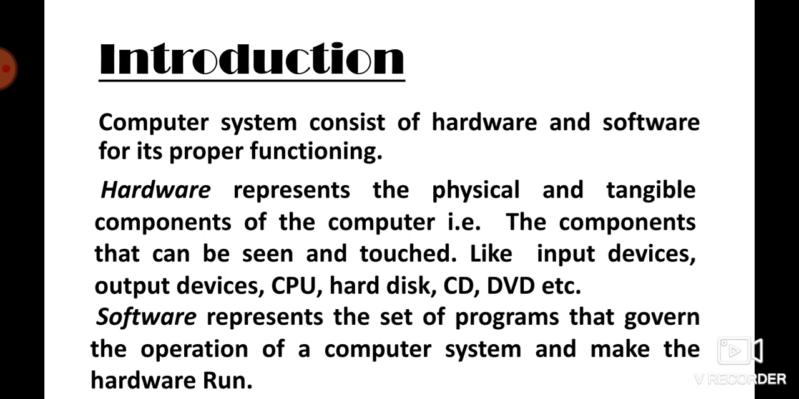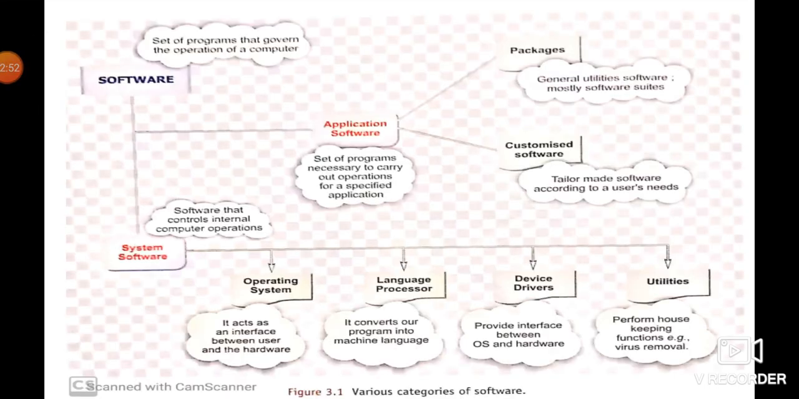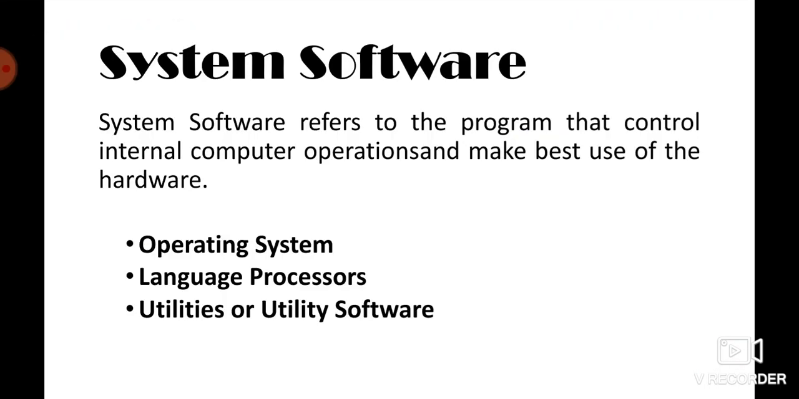Now come to the next point, types of software. Basically there are two types of software. First is system software and second is application software. So what is system software? System software refers to the programs that control internal computer operations and make the best use of hardware. It's called system software.